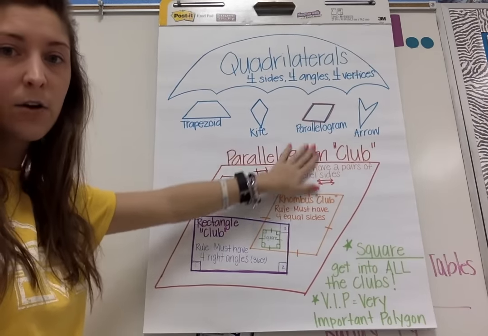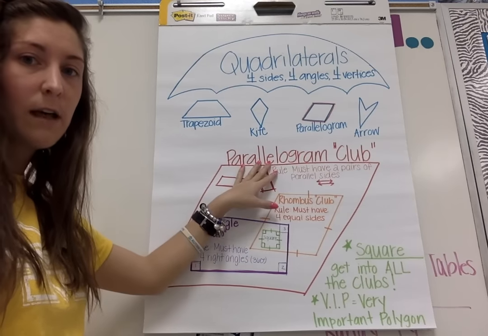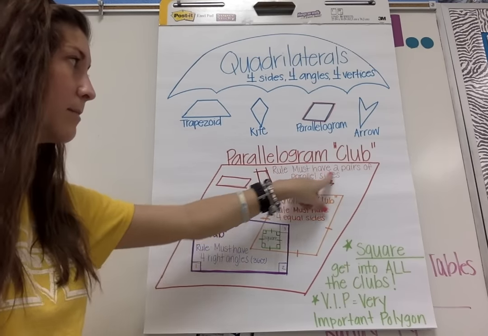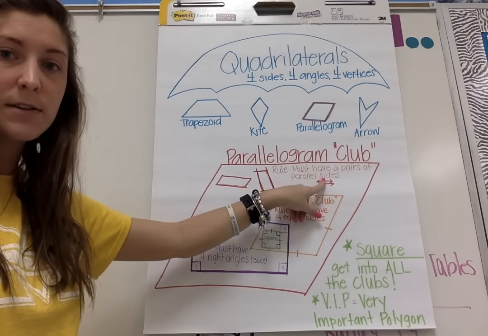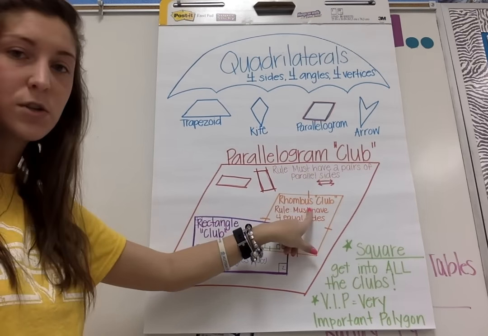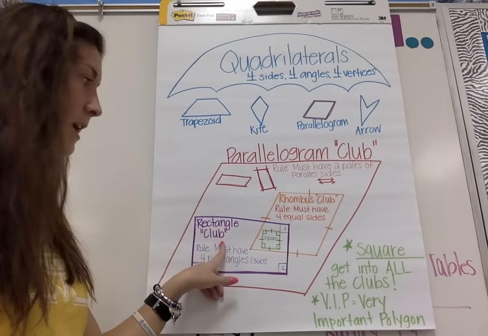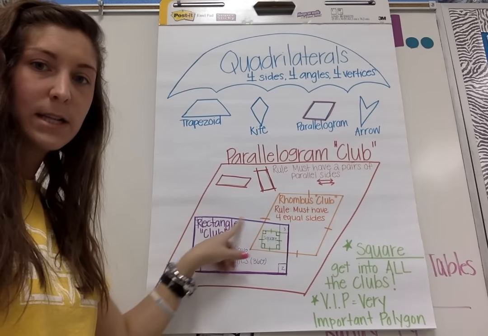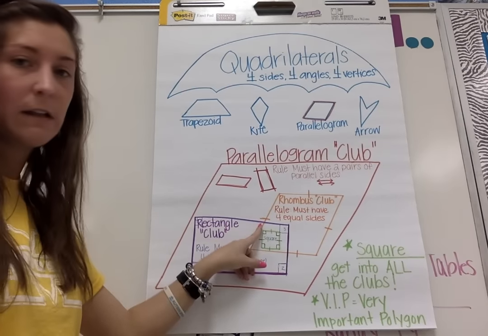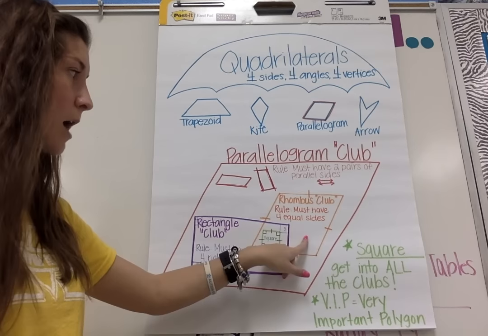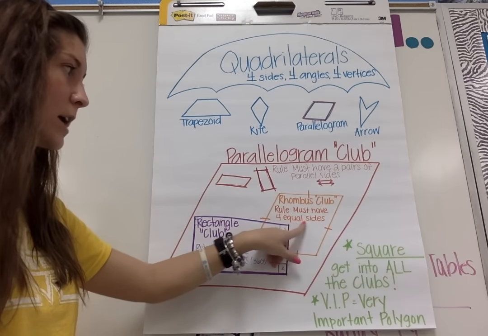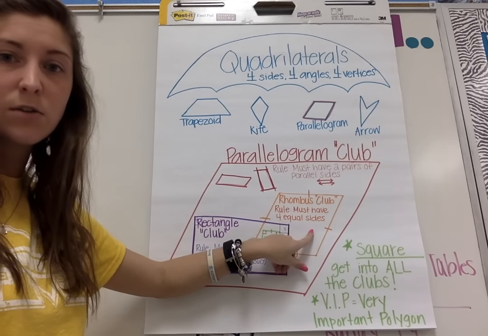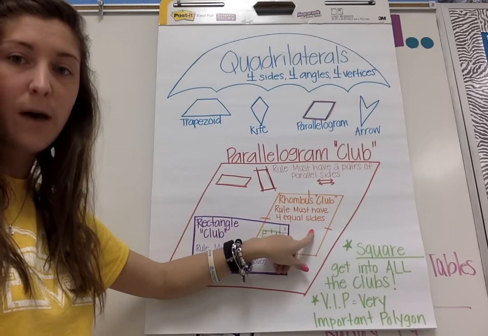We take our parallelogram, we move it down to the parallelogram club. In order to get into the parallelogram club, it must have 2 pairs of parallel sides. A rhombus has 2 pairs of parallel sides, a rectangle has 2 pairs of parallel sides, and a square does as well. That means these are all in the parallelogram club. In the rhombus club, it must have 4 equal sides. A square does, so that puts it into the rhombus club as well.